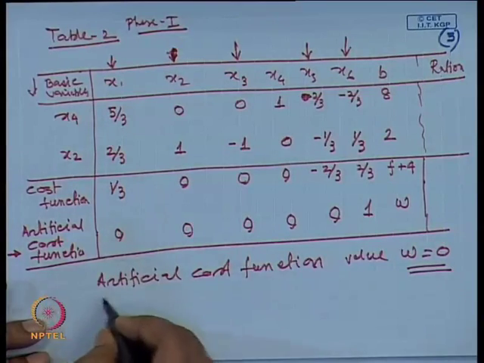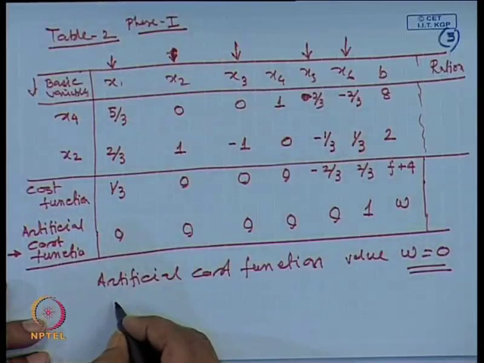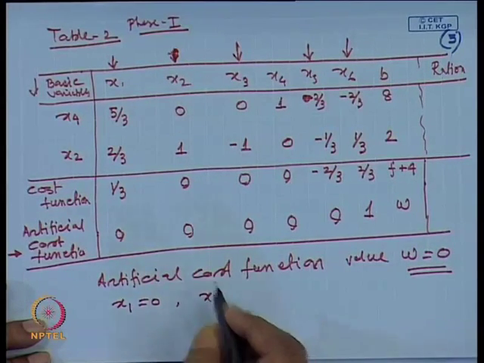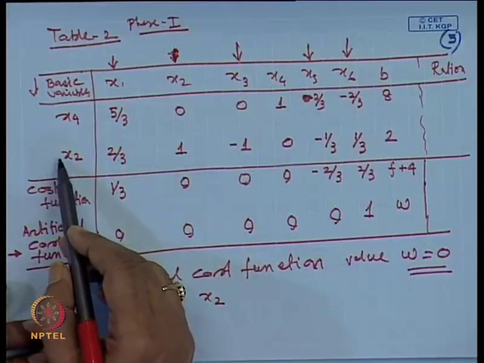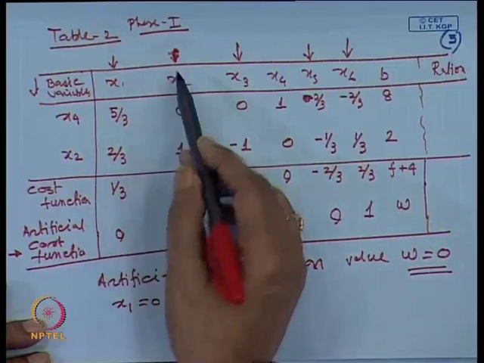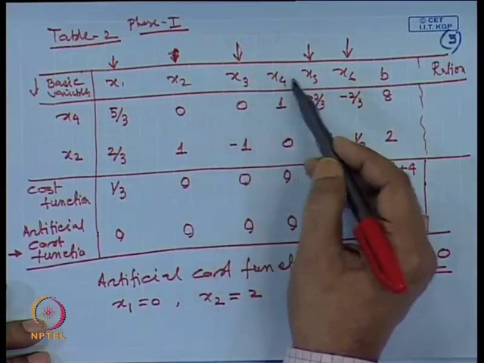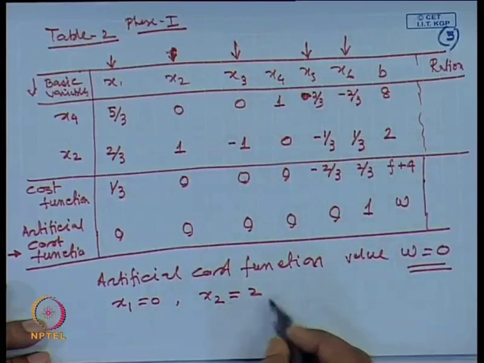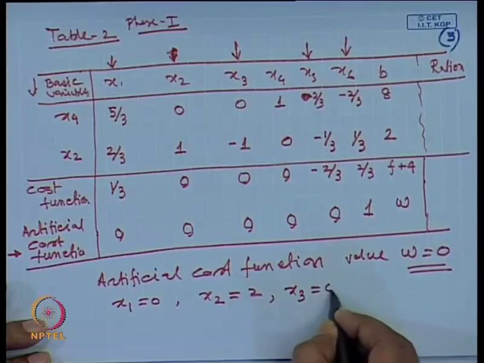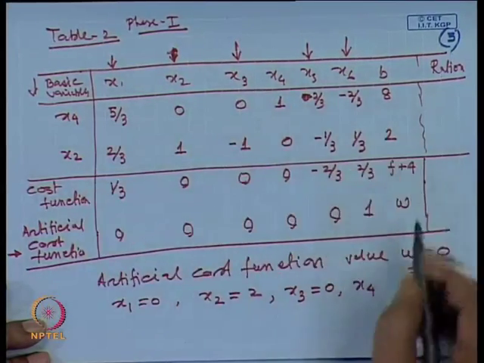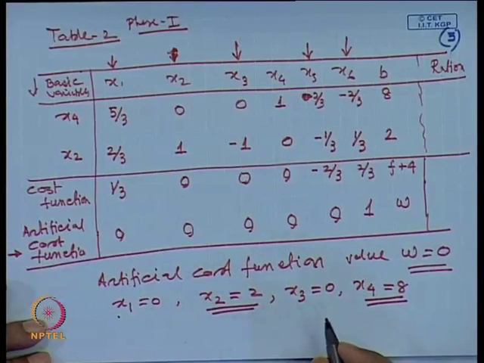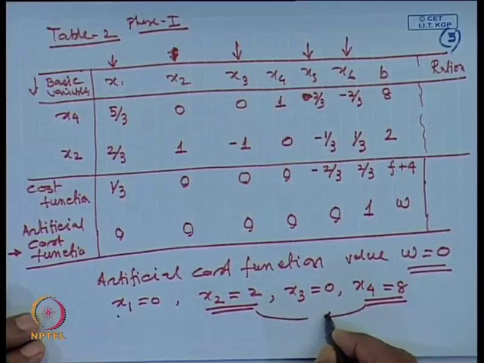So at this stage, from table 2 we can find that x1, our non-basic variable, is 0. x2, our basic variable, what value will we get? See, x2 value is 2. Directly you can see it is 2. x3 is our non-basic variable, 0, x4 is a basic variable, straight away from this expression it is 8. So these are the basic variables, and these are their values.